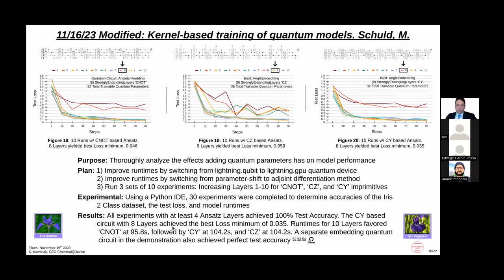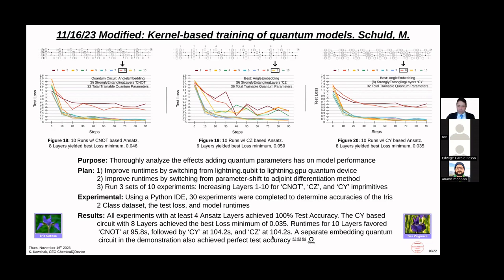So all experiments with at least 4 ansatz layers, meaning a layer of rotational gates and then the sequence of 2-qubit gates, had 100% test accuracy if there were 4 layers. The CY circuit with the 8 layers achieved the best loss minimum. Runtimes for 10 layers favored C0 at 95.8 seconds.